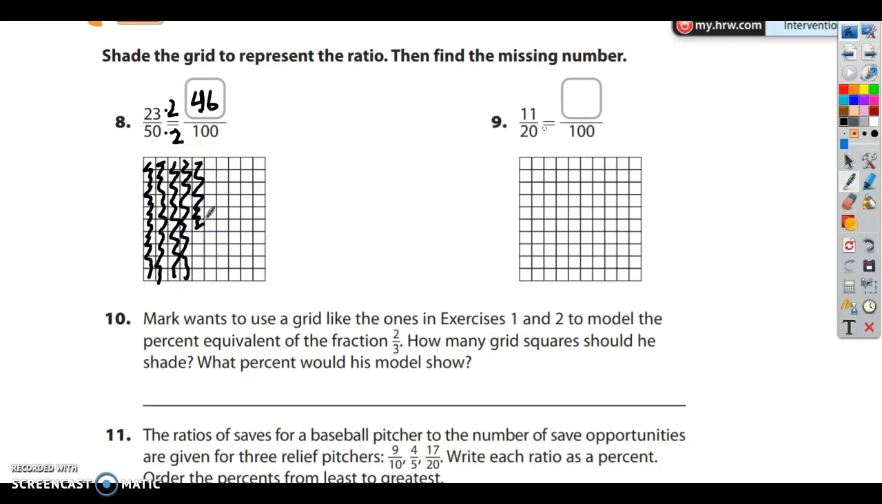Same thing over here, except you're going to multiply by 5. 20 times 5 is 100. 11 times 5 is 55. And 55 hundredths would be 5 columns and 5 singles. That's 50 and 5. So we got 46% and then 55%. Alright, moving on.